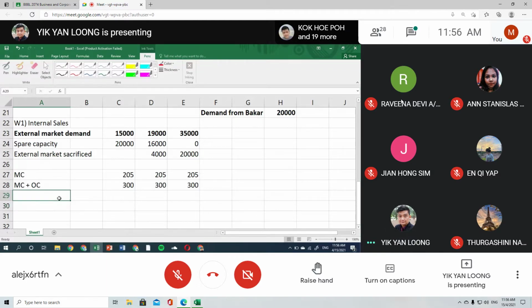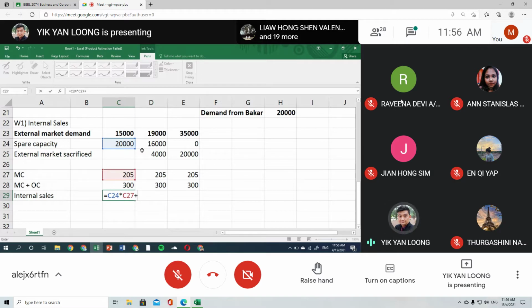total internal sales. So my internal sales will now be 20,000 times MC plus opportunity cost.